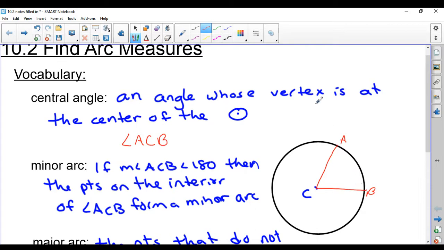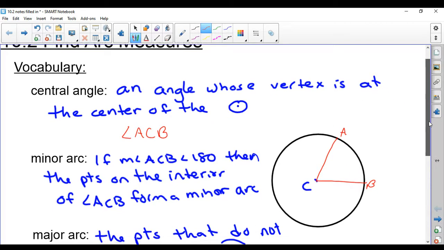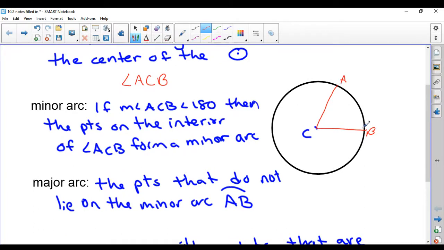An arc is a part of a circle. If the measure of angle ACB is less than 180, then the points in the interior of angle ACB form a minor arc. So in this diagram, this is a minor arc. A major arc is the points that do not lie on the minor arc AB. So the rest of this circle, all the way around, is a major arc.